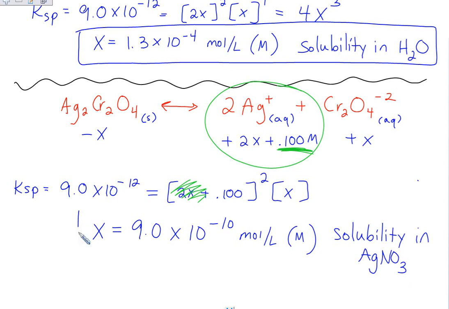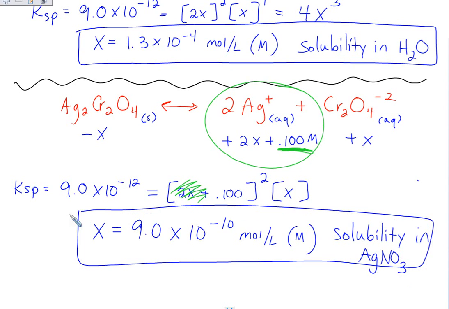Okay, this is interesting. Check out these solubilities. It's a lot greater in water. When I put that silver nitrate in a solution that already contains silver, the solubility drops substantially. We get to revisit our old friend, Le Chatelier. This is a good example of Le Chatelier's principle.